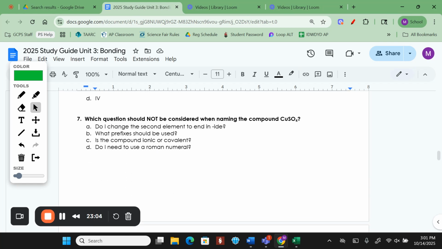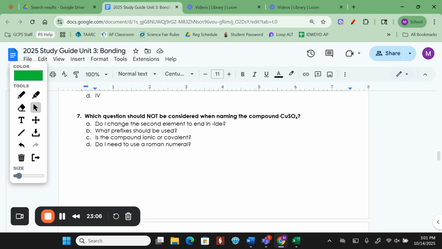Question number 7. Which question should not be considered when naming the compound CuSO4? So I'm going to take a second and do a little bit of teaching with this question that goes beyond just answering question number 7. You are going to be challenged on this test to take a compound and name it. So how do you do that?